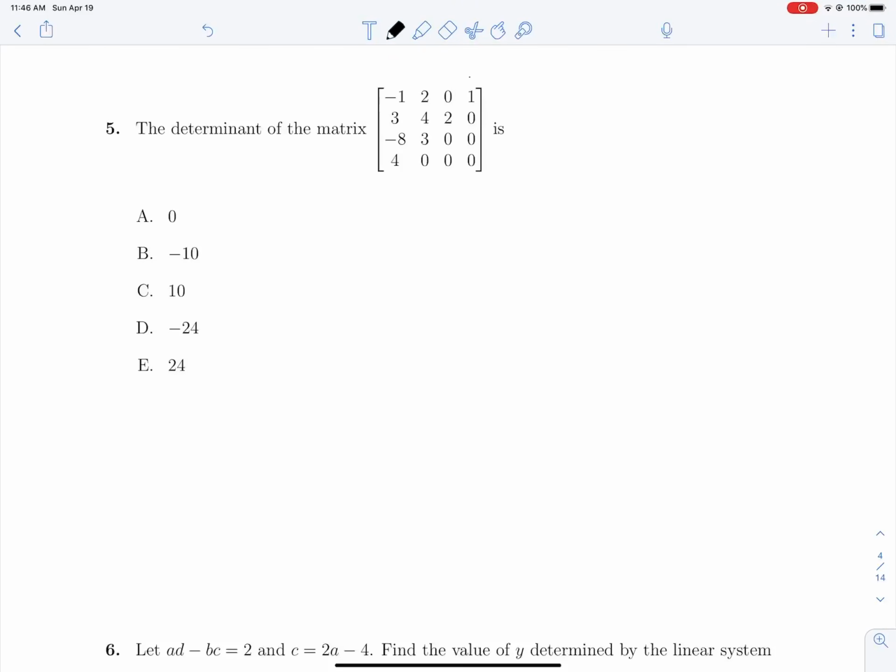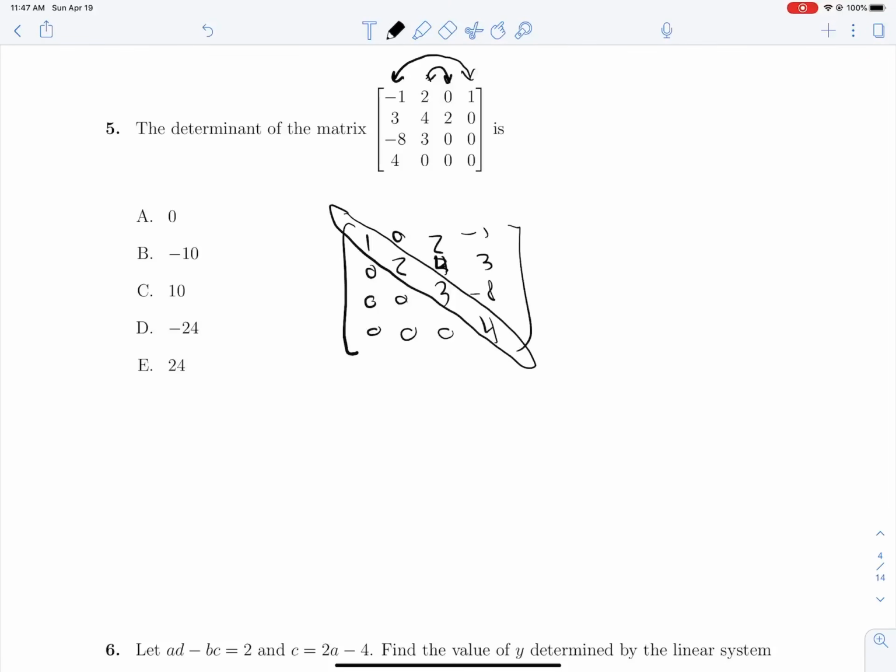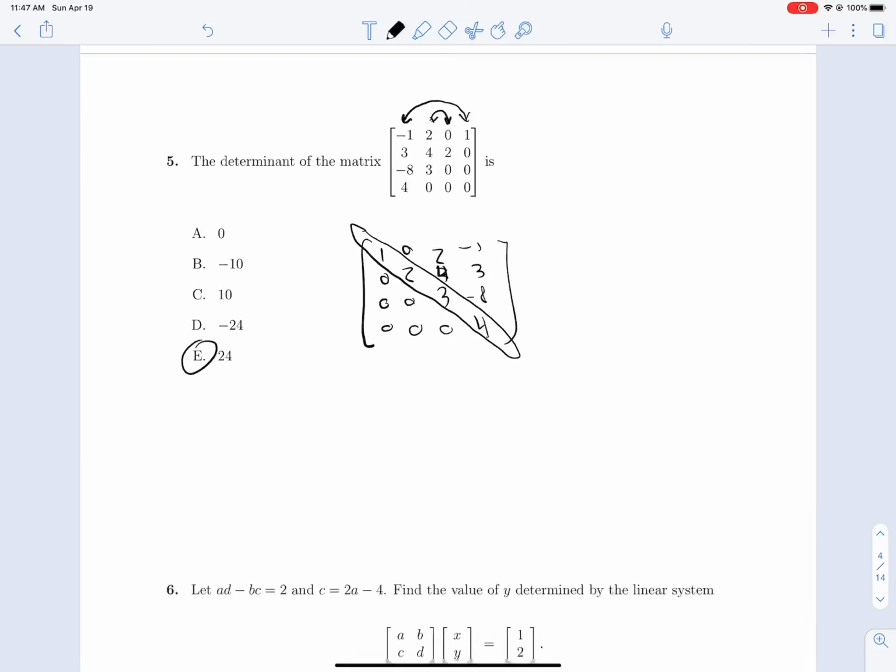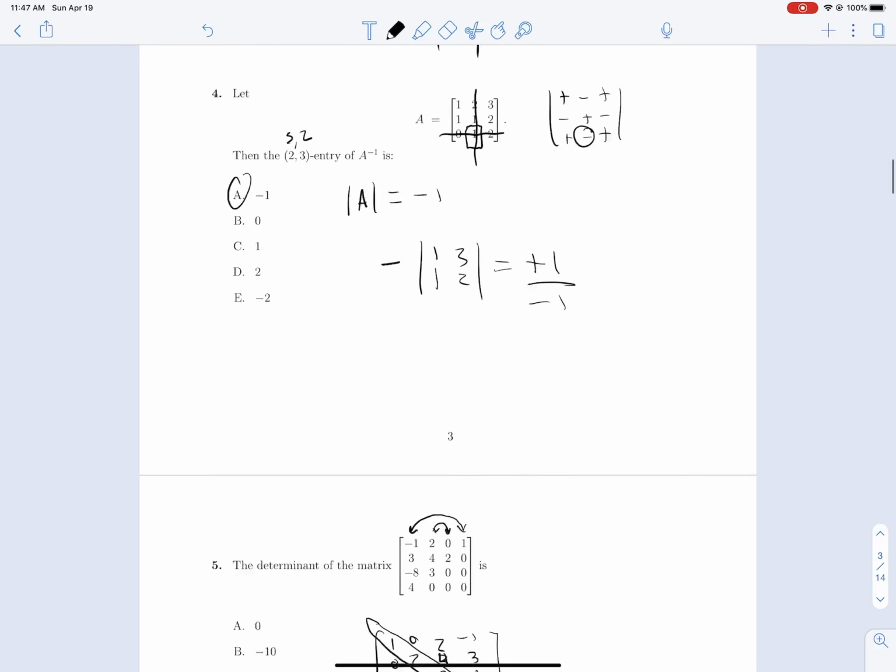And so what we can do is take our first column and fourth column and switch them, and then take our second column and third column and switch them, and we'll be left with 1, 0, 0, 0, 0, 2, 0, 0, 2, 4, 3, 0, negative 1, 3, negative 8, and 4. Switching 2 columns just multiplies our determinant by negative 1 twice, so we've done nothing to our determinant in the end, and now we're in upper triangular form, so we can just multiply these entries and get positive 24, which is 5, and it's correct.